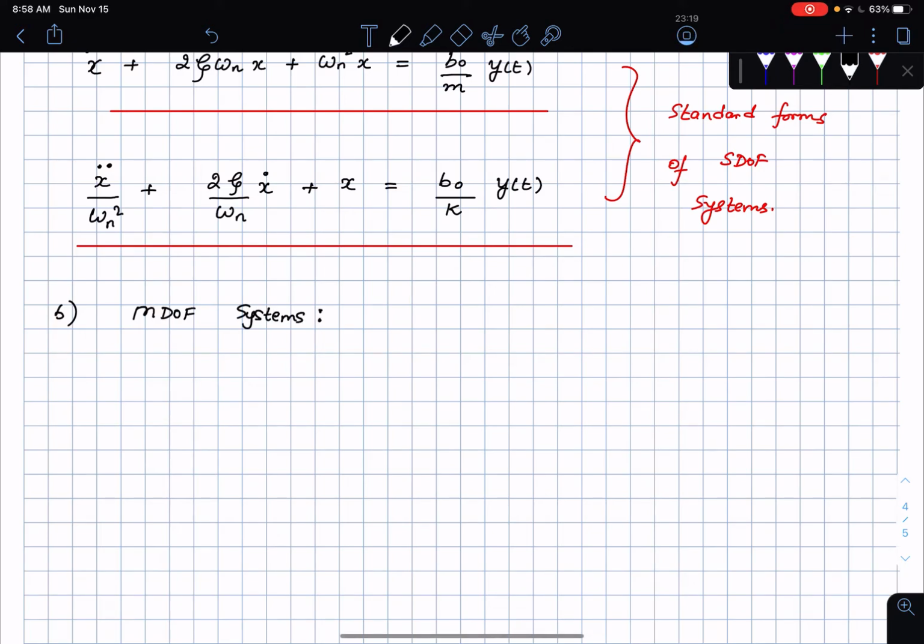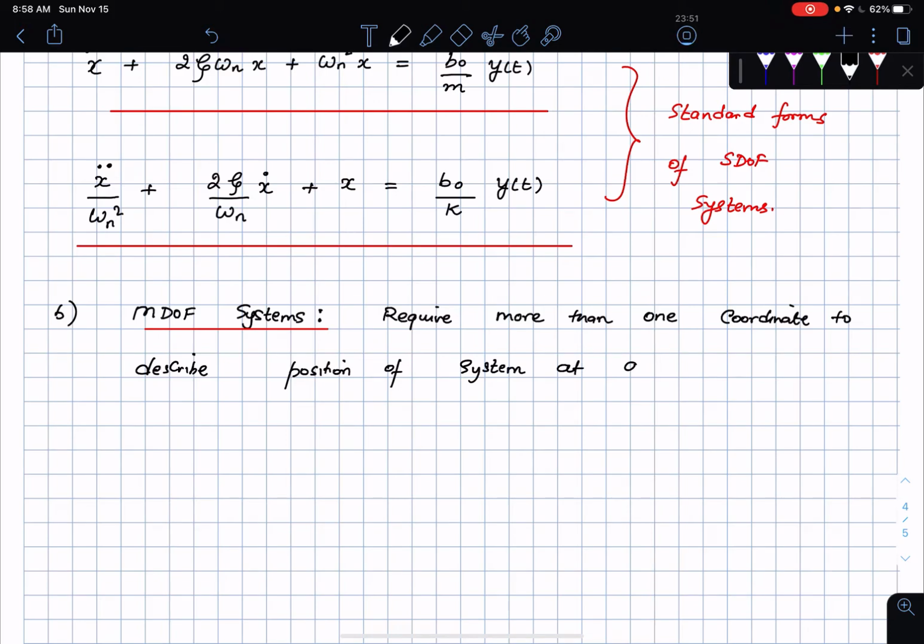When we have multi-degree of freedom systems, then we require more than one coordinate to describe the position of the system. So they require more than one coordinate to describe the position of the system at any time.